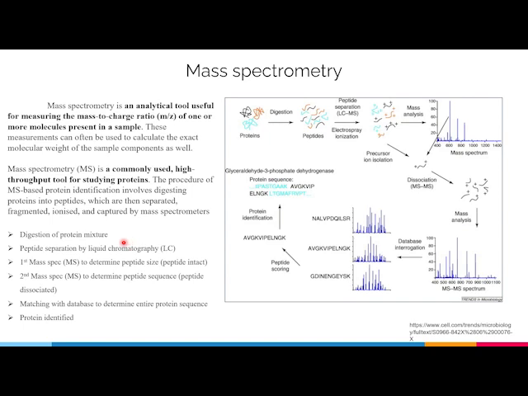So the procedure is digestion of protein, peptide separation using techniques such as liquid chromatography, and mass spectrometry of the particular peptide. You pick up a peptide and only do mass spectrometry of that particular peptide. You determine the peptide size using it, and then you do a second mass spec in order to determine the peptide sequence, and match the peptide sequence to a database to identify the protein. The entire process is known as LC-MS-MS, liquid chromatography, mass spectrometry, followed by another mass spectrometry. This is used as a high throughput technique in order to analyze what proteins you have in your solution.